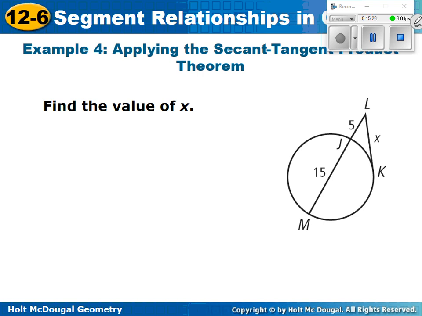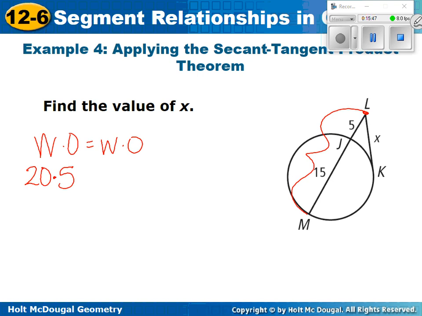Again, they intersect outside the circle, so that tells us to use the whole times outer equals whole times outer. So whole times outer equals whole times outer. What's the whole length here for ML? 20. What is just the outer part? 5 equals, go to the other line segment LK, what's the whole thing? And what's the outer part? X. And so that ends up giving us x times x is x squared. And 20 times 5 is 100.